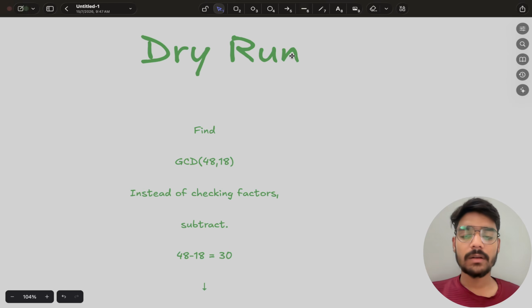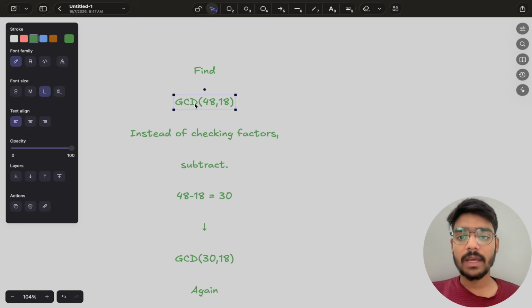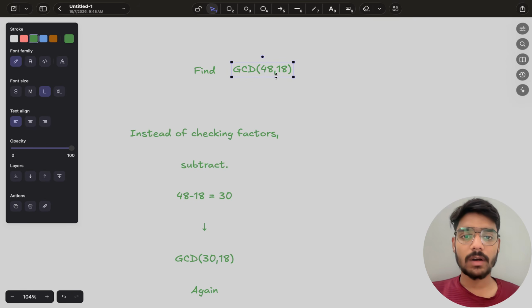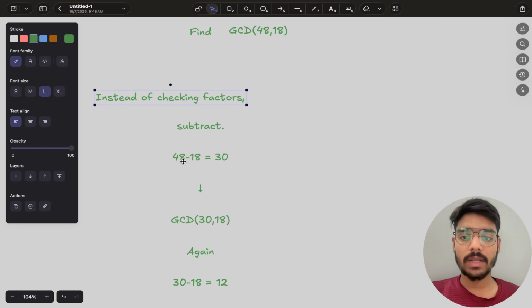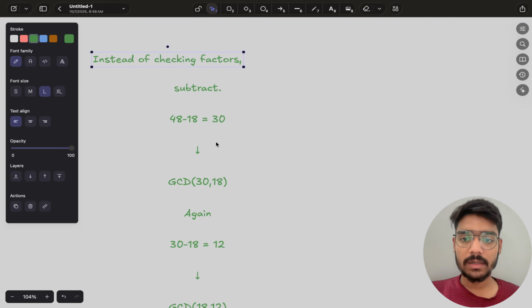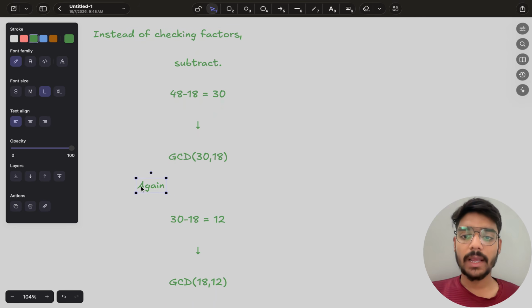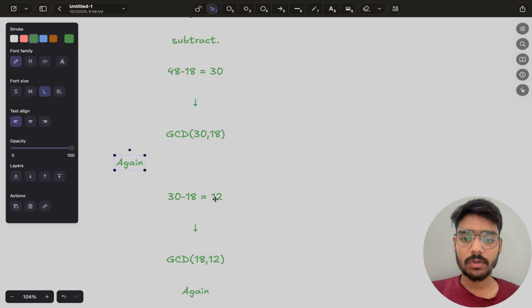Now let us have a dry run. It will make things clear. We have a question to find the GCD of 48 and 18. Instead of working on these numbers, subtract 18 from 48, which is 30. So we will find the GCD of 30 and the smaller number, 18. Now again we subtract both of them, and we have 12. So we will find the GCD of 18 and 12.